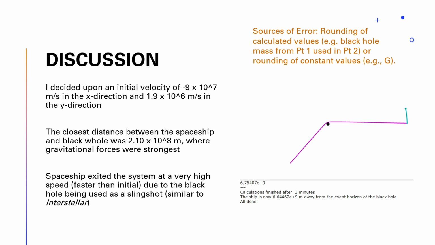So ultimately, we ended up getting the graph on the right side. I sort of just did a quantum catapult. If any of y'all are into science fiction, the ship got launched by the black hole super fast out of the system. So I decided upon an initial velocity of -9 times 10 to the 7 meters per second in the x direction, and 1.9 times 10 to the 6 meters per second in the y direction. So we got a really fast ship. We've advanced technology quite a bit.